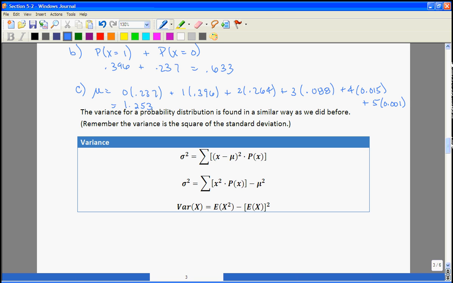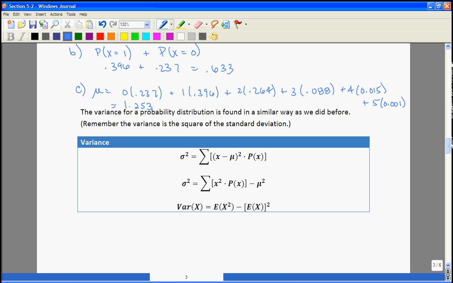So we do that for every value. Take each value, subtract off the mean, square it, multiply it by its probability, and then we add all of those up. That's the variance. An alternate formula is to take each value, square it, multiply it by its probability, add all of those up, and then subtract off the square of the mean. This formula is considered a computational formula. It's a little easier to compute because you're not having to keep track of so many subtracted squares. So you will use this one from time to time.